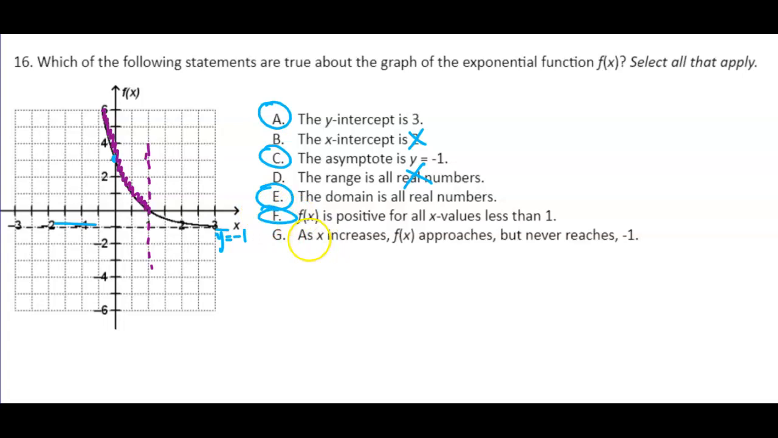And then last one, as x increases. Another way of saying that is as x approaches infinity. My f of x approaches but never reaches negative 1, so it's saying my f of x is approaching negative 1. Well, let's look at that. So as I go right, as my x's are getting bigger, my y's are, yes, in fact, approaching that asymptote at negative 1, so that is also a true statement. In this case, you have 5 true statements.